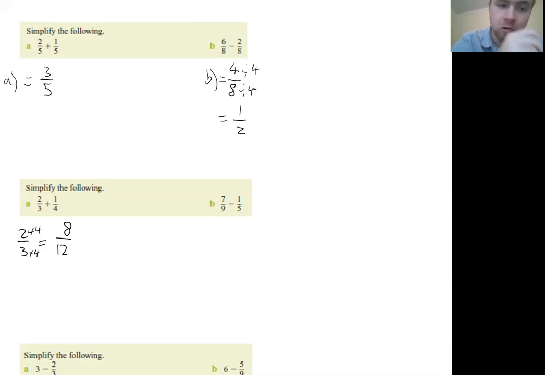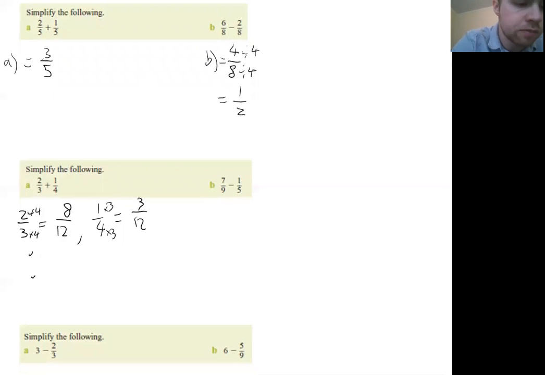Okay, for a quarter, if we want it to be 12ths, equals something over 12, we're going to times top and bottom by 3. So it becomes 3/12. So now we have a new question where we can just add it like we did in those first questions because the denominator is the same. So it's going to be 8/12 plus 3/12, which equals 11/12.